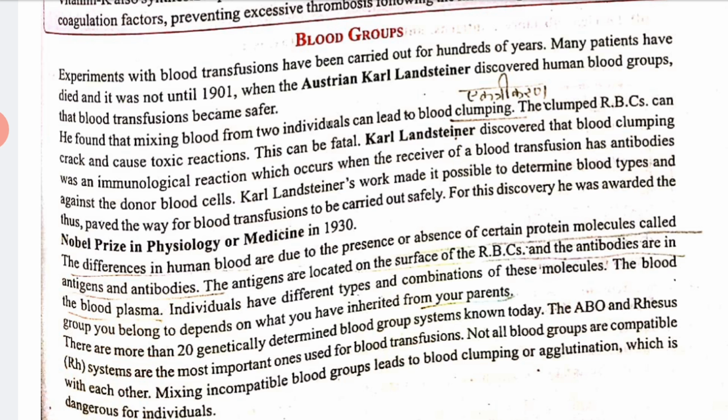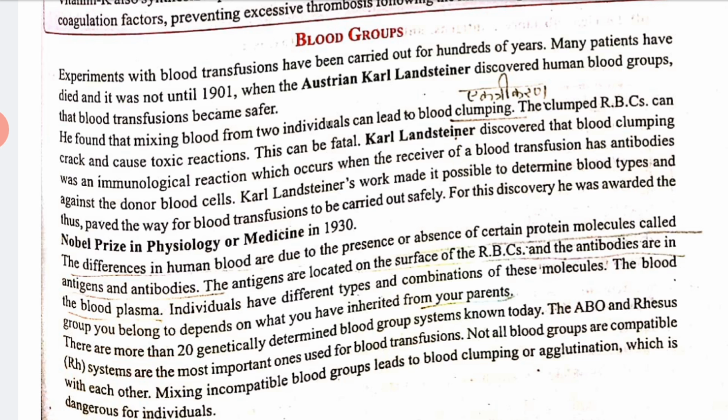Karl Landsteiner discovered that blood clumping was an immunological reaction, which occurs when the receiver of the blood transfusion has antibodies against the donor blood cells. His work made it possible to determine blood type and thus paved the way for blood transfusion to be carried out safely. For this discovery, he was awarded the Nobel Prize in Physiology or Medicine in 1930.